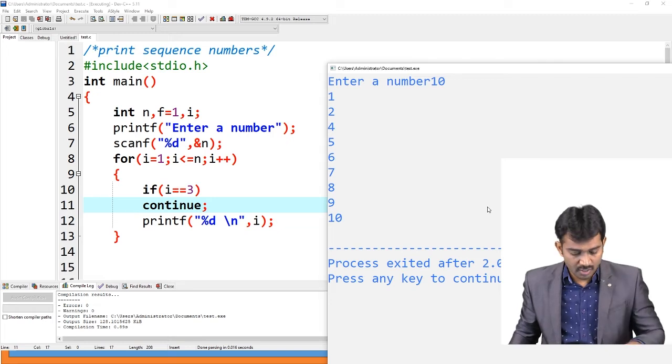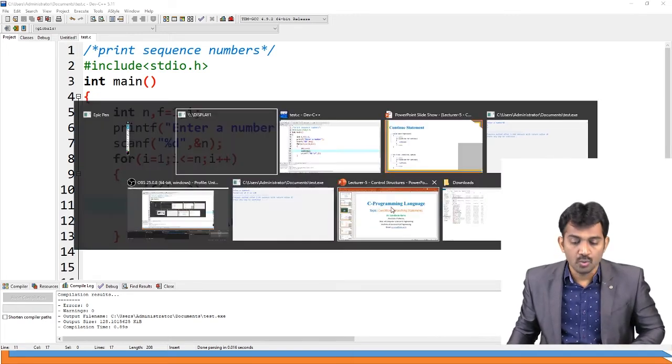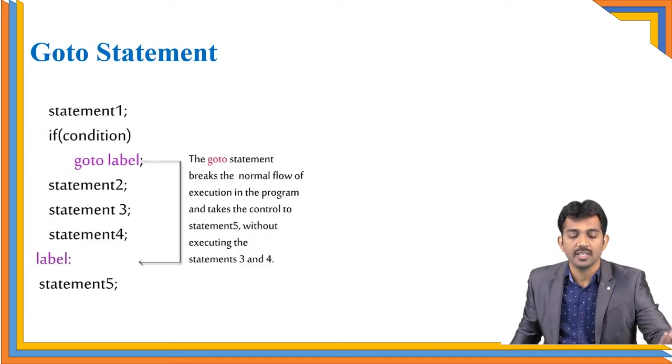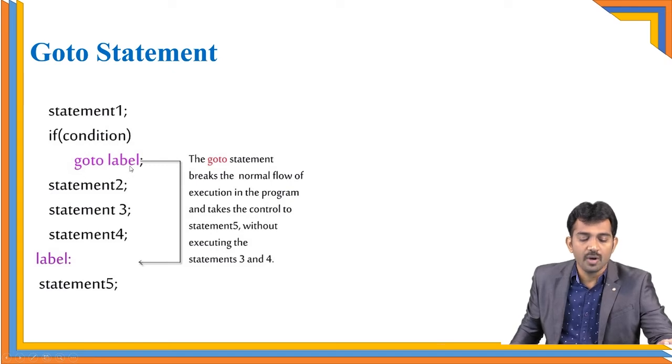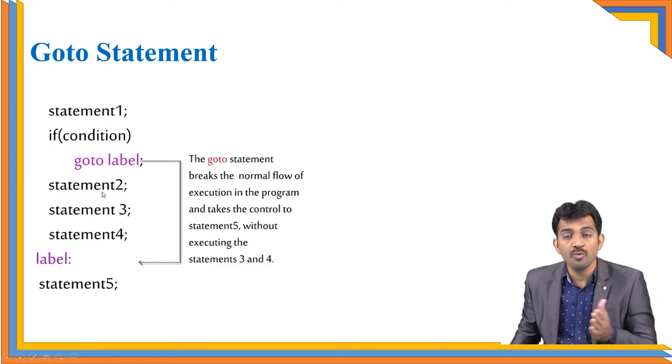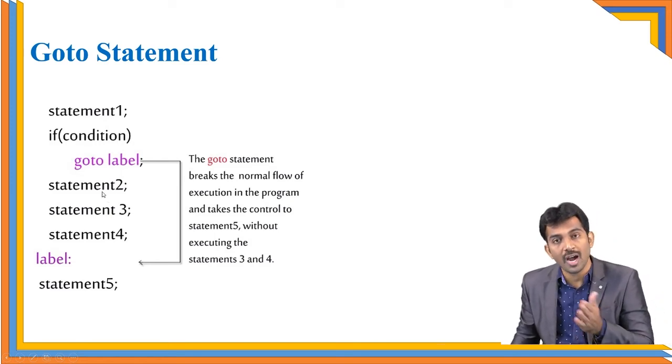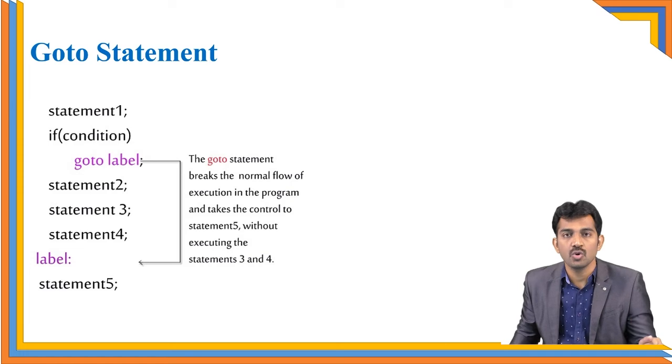Right? Next, we will see the goto. Goto is an unconditional statement. So this is the statement goto label, which means if the condition is true, it goes to the label. It comes to here, which means it is going to skip all the statements. It's going to skip all the statements. You are moving from one position to another position based on the goto.